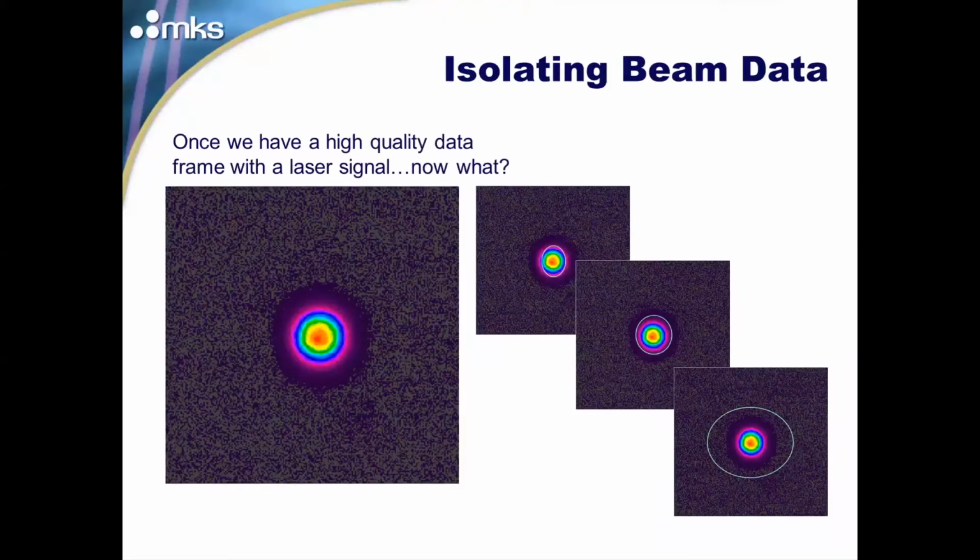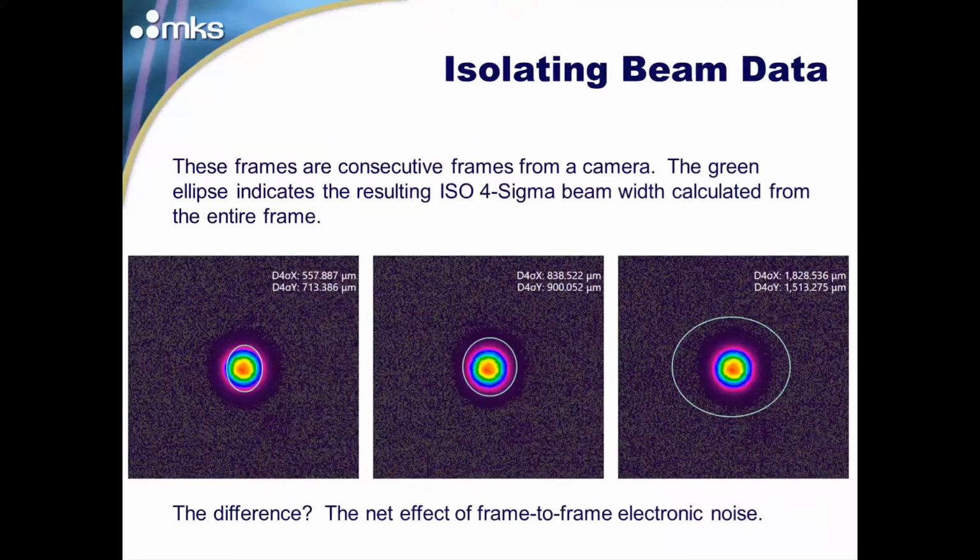These 3 frames on the right side were just 3 consecutive frames from the camera, and if just using that data, those are the 3 different, wildly different 4 sigma beam widths calculated from that data. And the only thing that's changing, that you can hardly even tell, is a slight net effect of frame-to-frame electronic noise. So what we need to do is exclude all of that other signal and reduce our data set down to only what's really important to us.